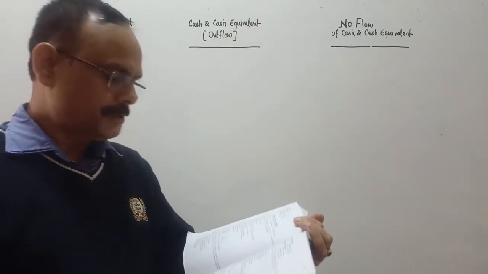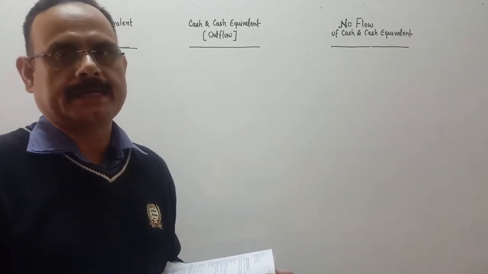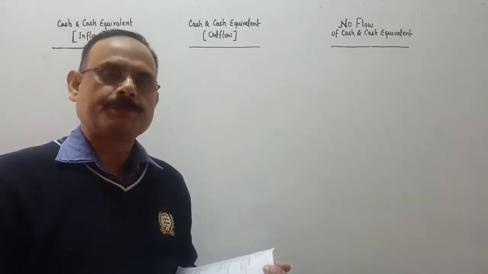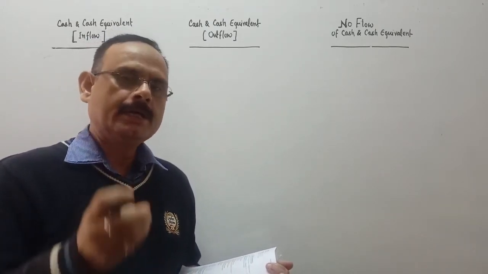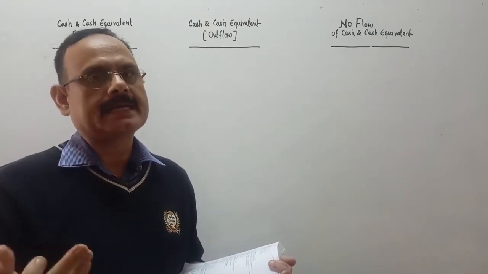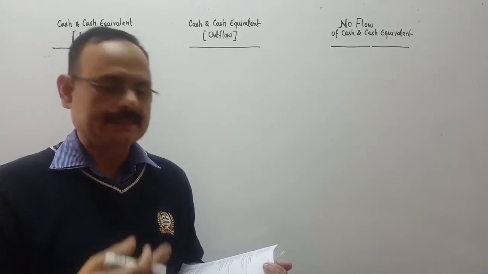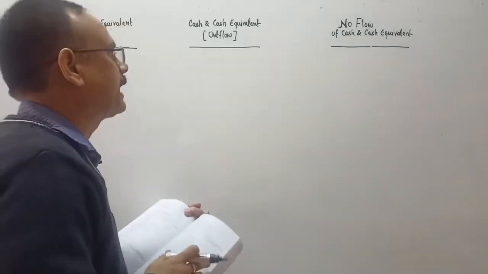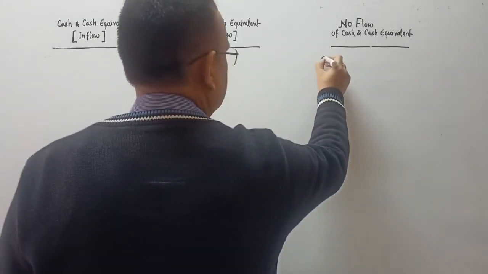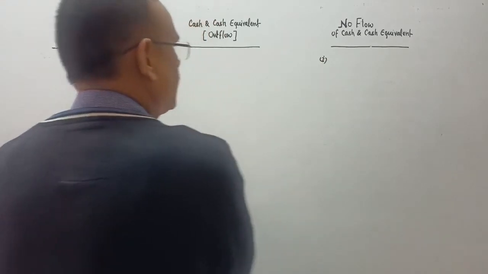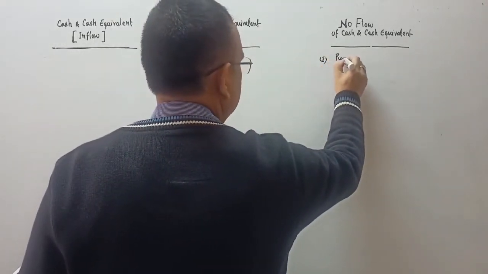The first one is purchase of goods on credit. When we purchase the goods on credit, the entry is purchase account debit to suppliers account. Here neither on debit nor on credit there is cash and cash equivalent. So there is no flow of cash in this transaction. Number one is no flow of cash when we purchase the goods on credit.